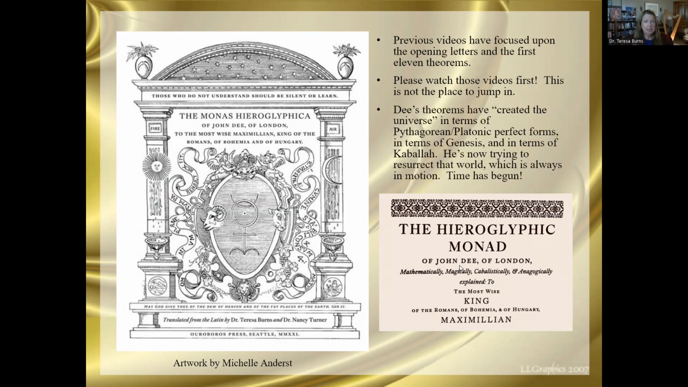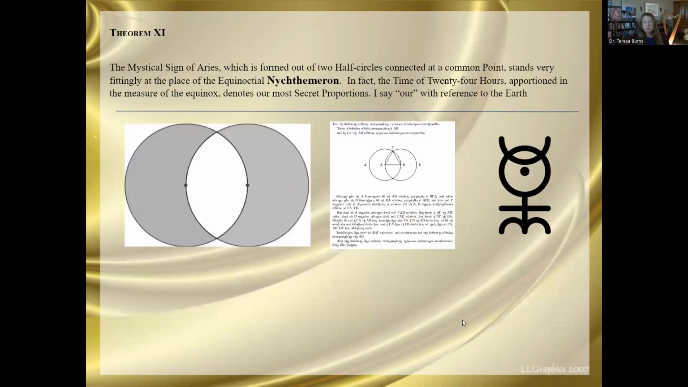We are looking at this in terms of these implied cosmogenic texts, or texts that help give us a construct for the creation of the universe, whether it is the Pythagorean cosmogenesis, that's the Timaeus, biblical Genesis, the Sefer Yetzirah. So we went through the first 10 theorems where he is setting up the structure of that, and now time has begun. All I'm really going to do, in terms of review here, is go over some basic ideas.